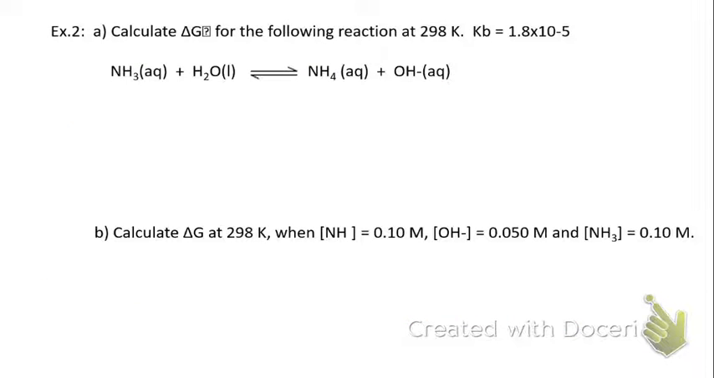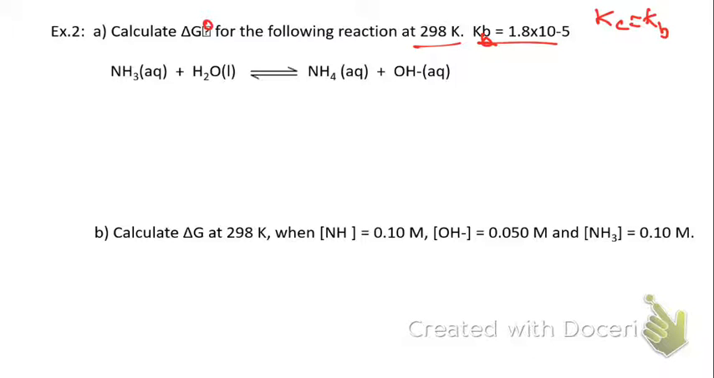Okay, example problem 2. We're going to calculate the delta G naught for the following reaction where we have temperature and we're given the Kb value. Now the Kb value is the Kc, all right? So sometimes we change the Kc value to another letter to indicate what type of reaction it is. In this case, this is a base reaction, and so therefore we call it the equilibrium constant for a base, Kb. So Kb and Kc are the same thing, all right?